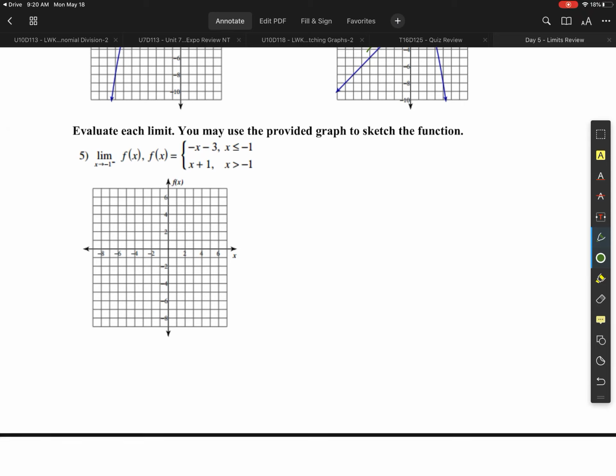Alright, problem 5, time to graph. For our top equation, I'm going to plug in -1 first. So you get -1, you get -2. This is a closed dot. We have a slope of -1, and we're talking about less than.